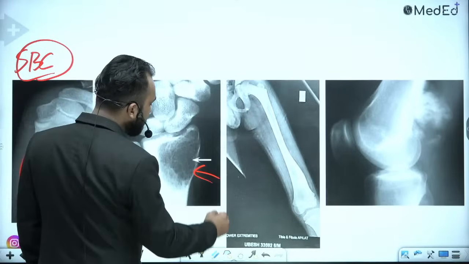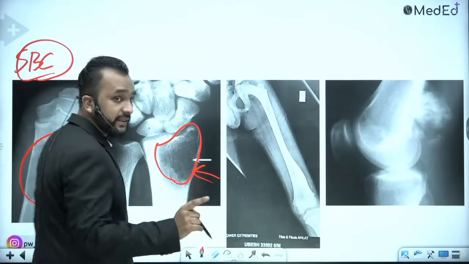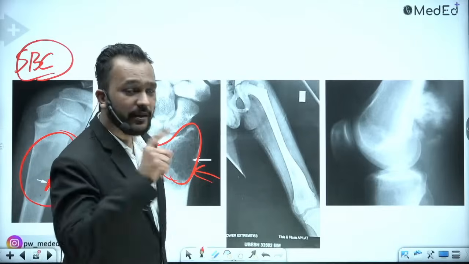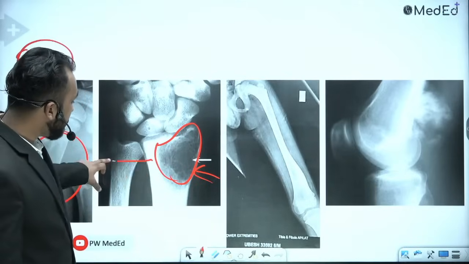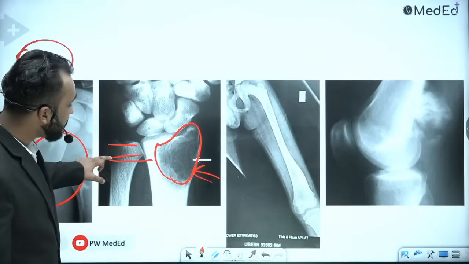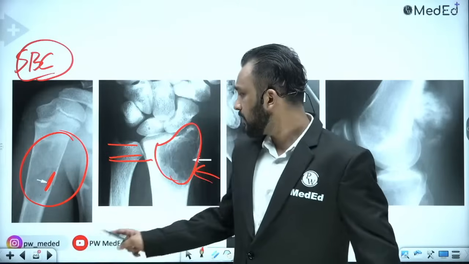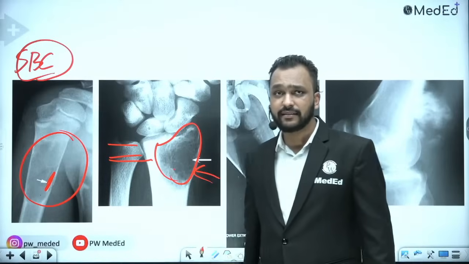In this image you can see that the lesion is located eccentrically. It is located in the epiphysis. So two possibilities, giant cell tumor and chondroblastoma. And also we can see that the epiphyses are fused, growth plates are fused. It means that the lesion is present in more than 20 years of age, and this is a case of giant cell tumor.